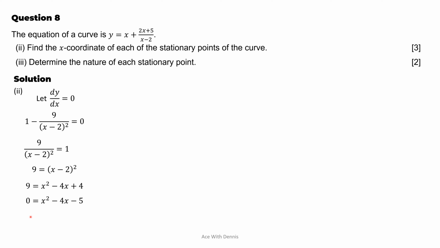So make one side to be 0. 0 equals x squared minus 4x minus 5. Then we can factorize it, it becomes 0 equals (x minus 5) times (x plus 1). Which means that x equals 5 or x equals negative 1.